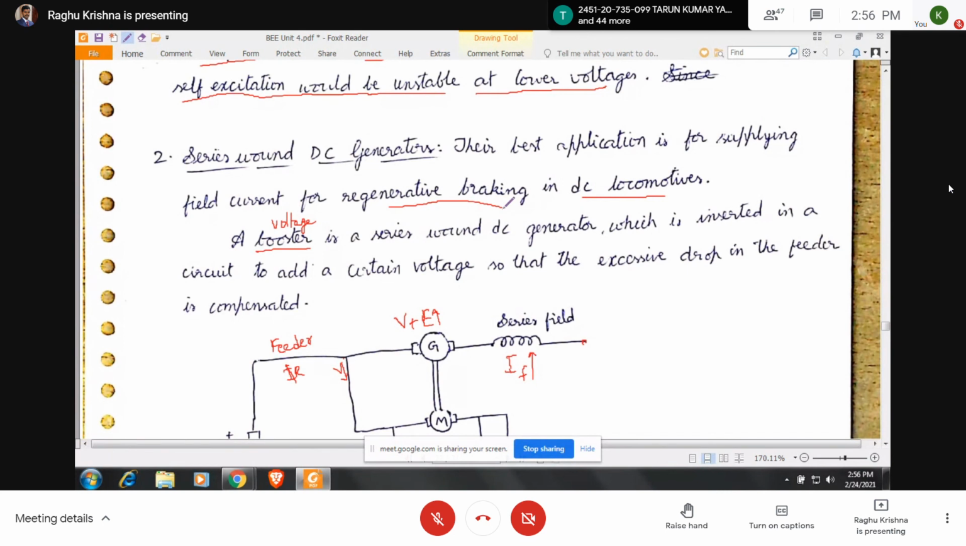Here, the motors will work as generators when there is a slope. In that case, instead of consuming the power, the motor will generate power. That is called regenerative braking. So regenerative power is used for braking purposes.